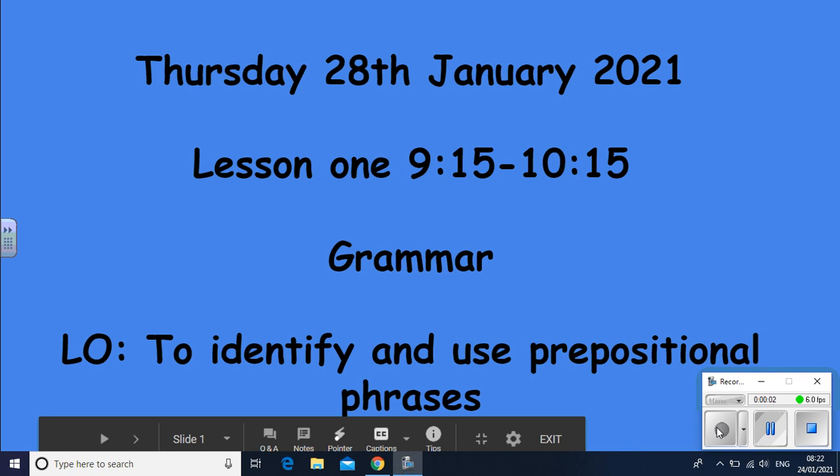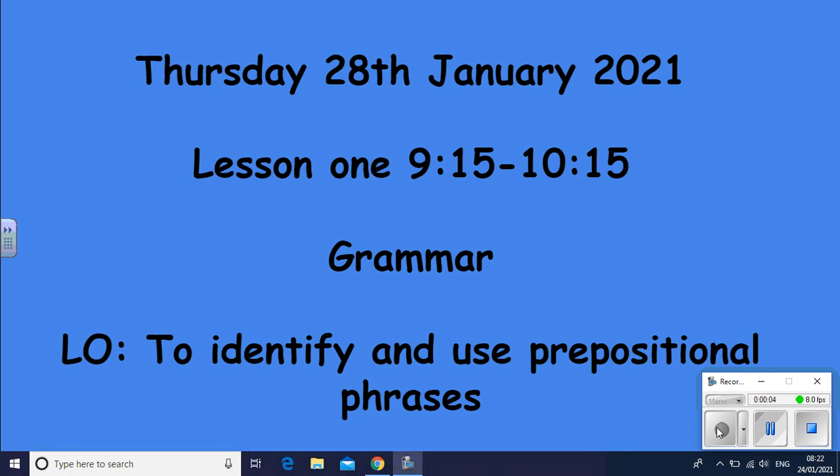Good morning, Year 3. It's Mrs. Stevenson. Today is Thursday, the 28th of January 2021. The lesson is grammar, and our learning objective is to identify and use prepositional phrases.